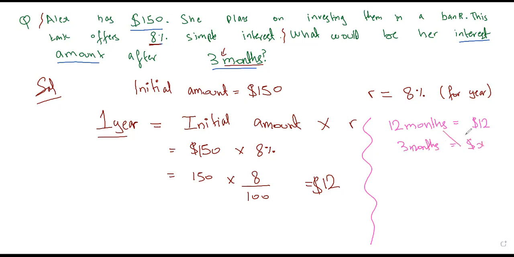We need to do simple cross multiplication. 12x equals 12 into 3. 12 and 12 would be cancelled and X is $3. This means that after 3 months, the interest amount would be $3, right? So is this question clear now, everyone? Yes. Okay. All right.